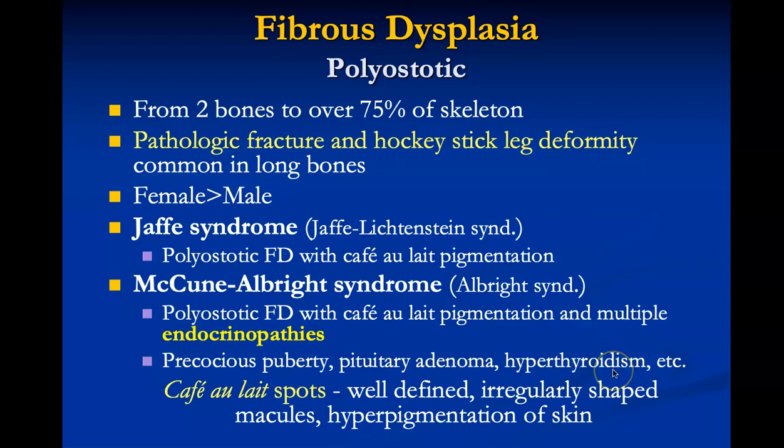They can have hyperparathyroidism. Just so you know, a cafe au lait spot, you remember you can also see them with neurofibromatosis, but it's just an area on the skin that's a little bit darker.